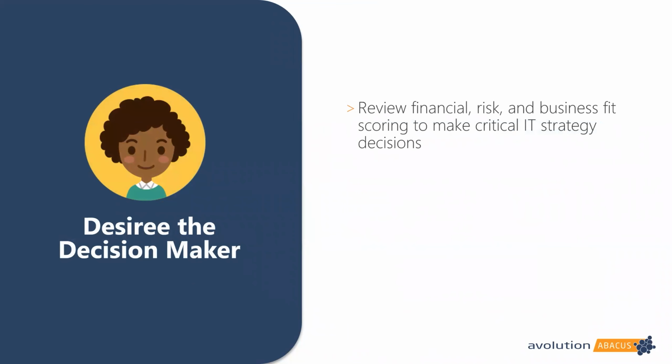Next, we have Desiree, the decision maker. So she is also someone who is not actually contributing data, but she needs to be able to have more input for making decisions. So she needs to be able to dig into what is in ABACUS a bit further, review financial risk and business fit information, as well as dig into diagrams and see more of that detail.